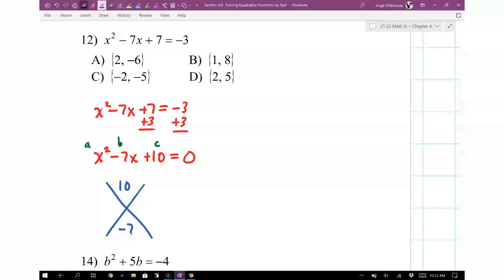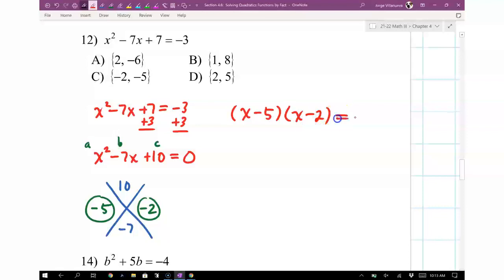What two numbers multiply to 10 but add up to a negative 7? Negative 5 and a negative 2. Do I have to divide these numbers? No, because my a term is a 1. So we're done with this. Here's my factored form. X minus 5, x minus 2 equals 0.